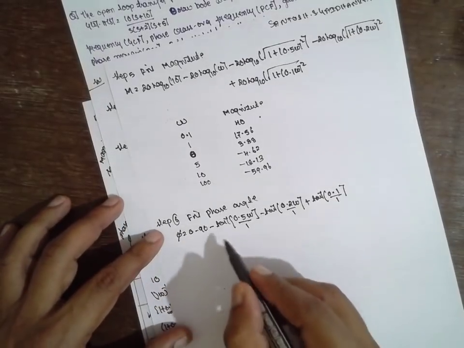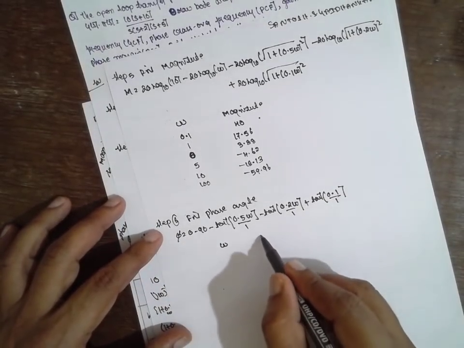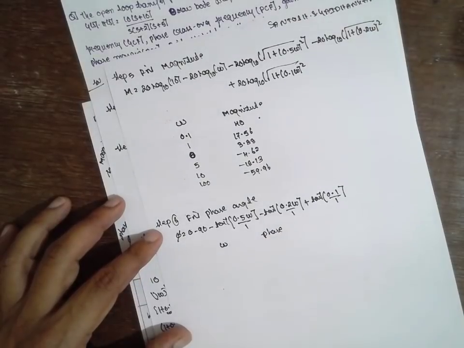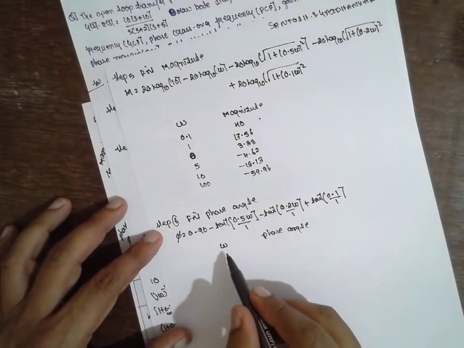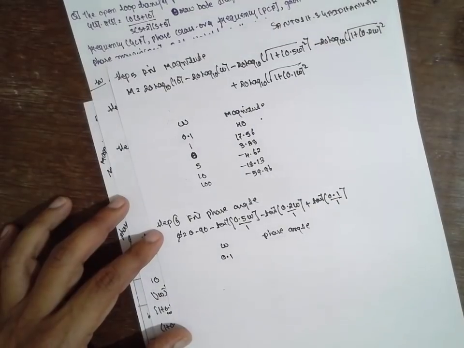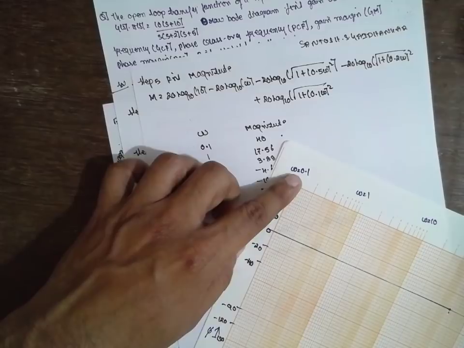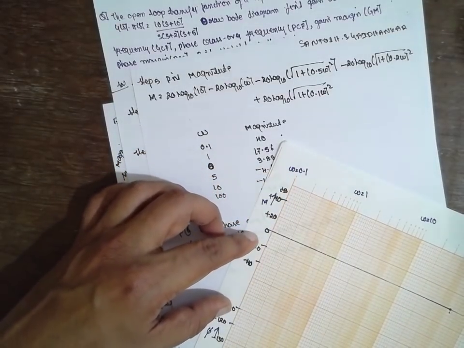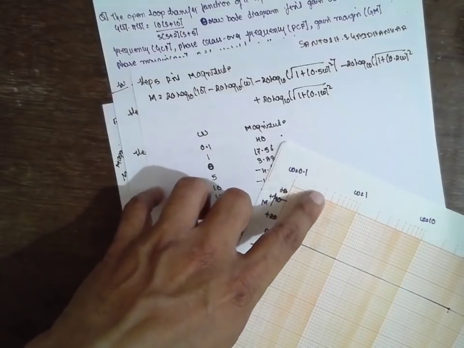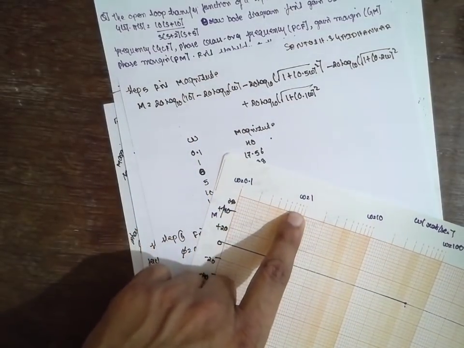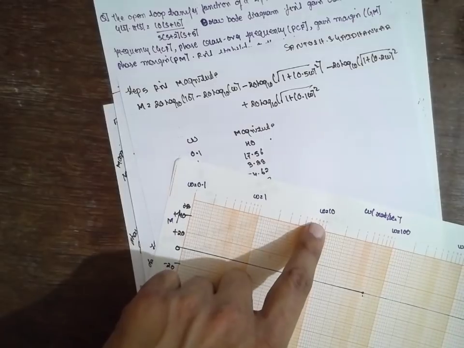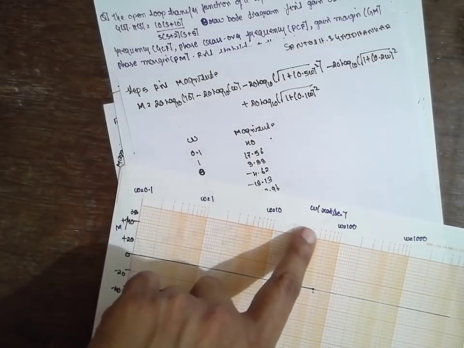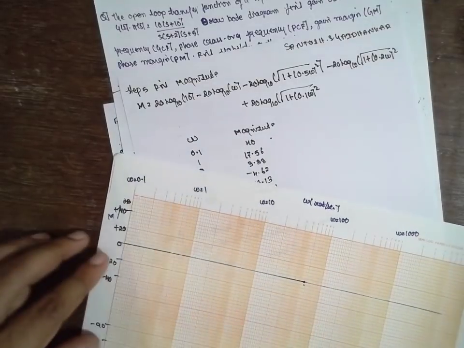Similarly, draw the table by varying the omega and phase angle. It has to cross the 180 line. Okay, 180 line. If you substitute the value of 0.1, why have I taken 0.1? Because I have considered the first one as 0.1. Therefore, I have considered 0.1. This is 0.1, 0.2, 0.3, 0.4, up to 10. Next, 10, 12, 13, 14, 15, 16, 17, 18. Next, 20, 30, 40, 50, 60, 70, 80, 90, 100, and so on.